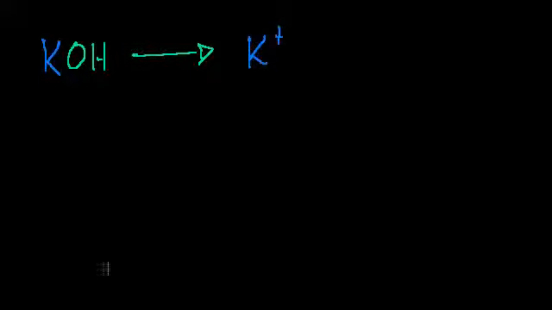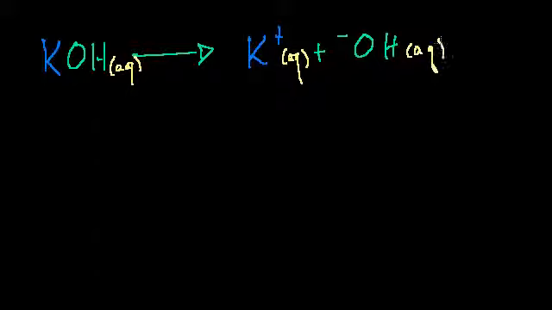So let's say I had potassium hydroxide. It's a strong base, so it completely dissociates in water into potassium cations, positive charged ions, plus hydroxide anions. It completely dissociates. So if it's in an aqueous solution, I should write that down. Aqueous solution just means we are in water, of course.